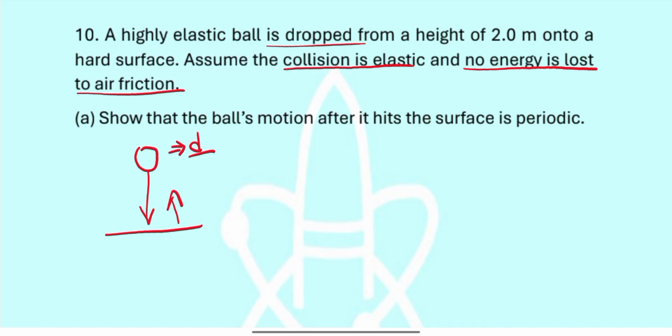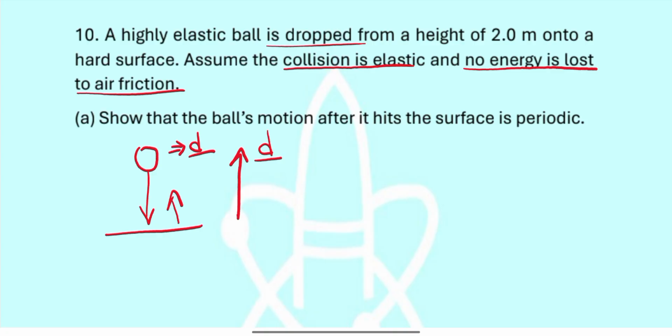Okay, and in real life this collision is not elastic, so it wouldn't reach distance d. But now they're telling you that the collision is elastic and no energy is lost, meaning that this ball will bounce back to a distance d. Okay, that's what they mean when they say show that the ball's motion after it hits the surface is periodic.